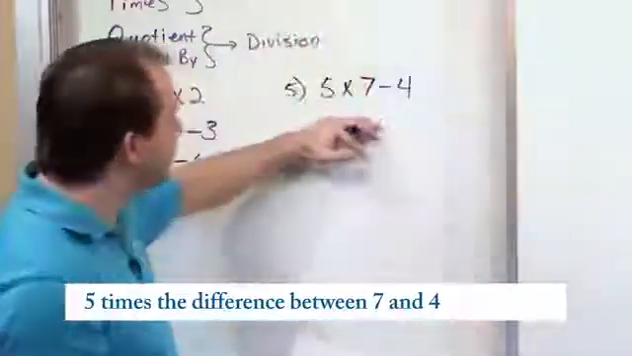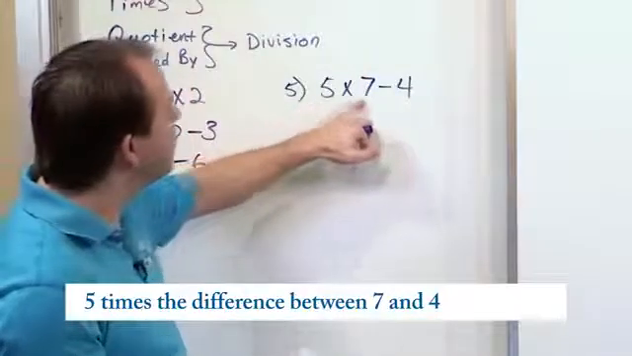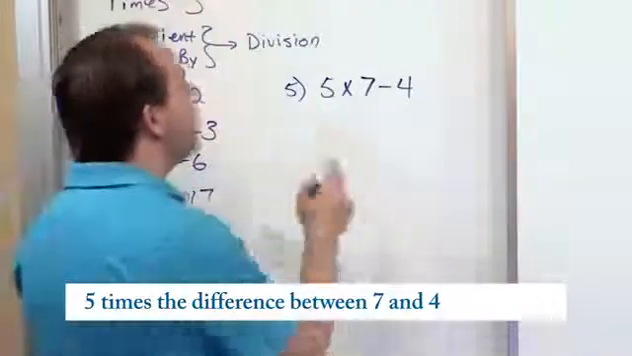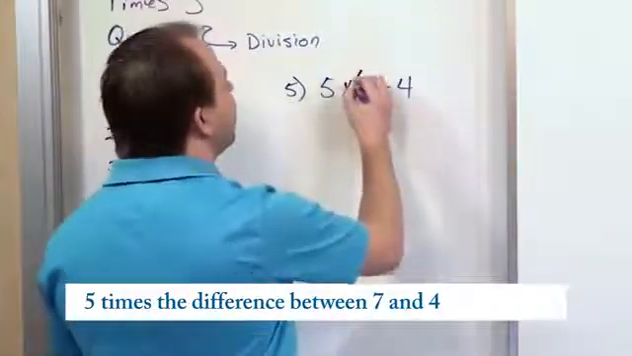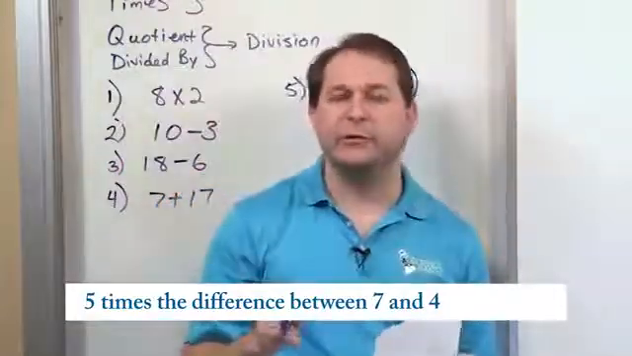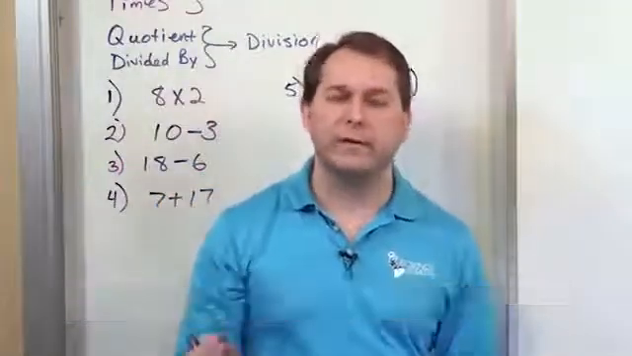Now the way it's written, if you do order of operations, you would do the multiplication first and then the subtraction. So that's not really what we want. We want to force the difference to happen first. The way you do that is by adding parentheses. And this is the first real example I can show you of when parentheses are important in math.